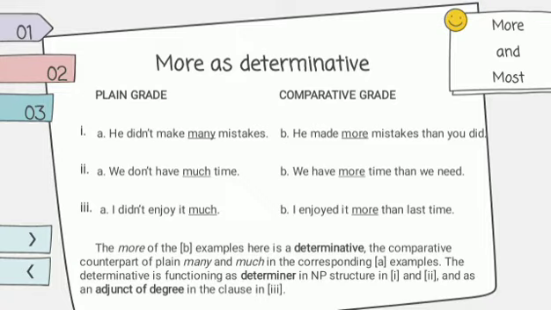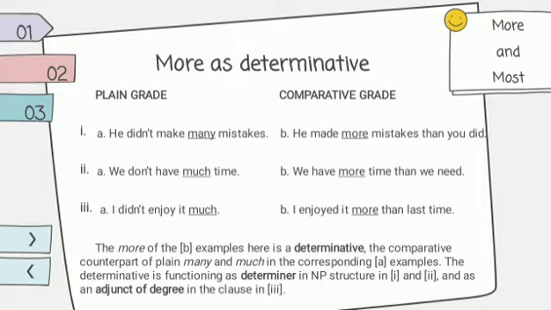Now, I will discuss the first subchapter, more as determinative. There are two forms, plain grade and comparative grade. As you can see in the slide on the video, in the first example, there are sentences, he didn't make many mistakes, as in plain grade, and he made more mistakes than you did, as in comparative grade.